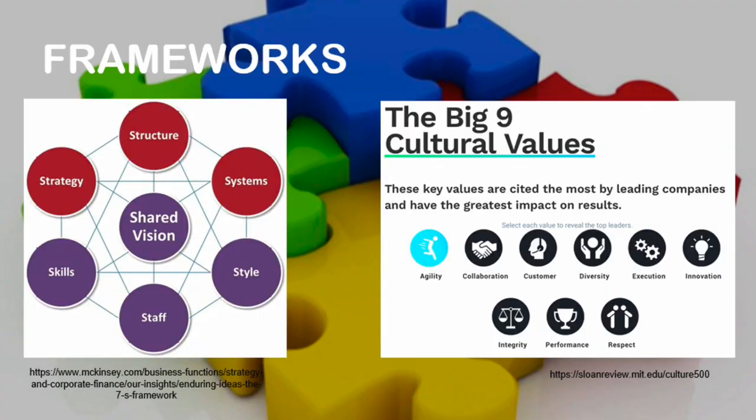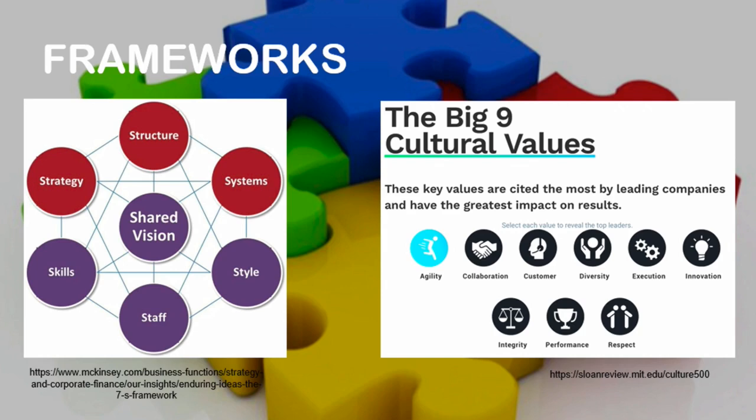Let's move on to frameworks. As typological containers, frameworks provide categories for thinking and classifying, which is very useful. The McKinsey 7S framework was developed over 30 years ago. Recently, MIT and Glassdoor created this framework called the Ultimate Culture Scorecard.